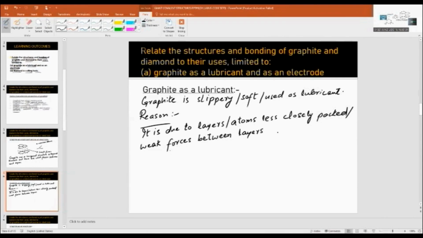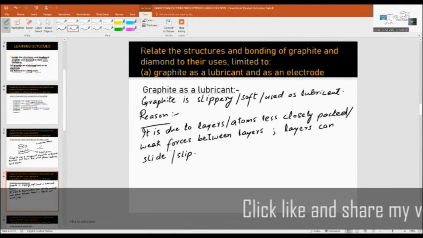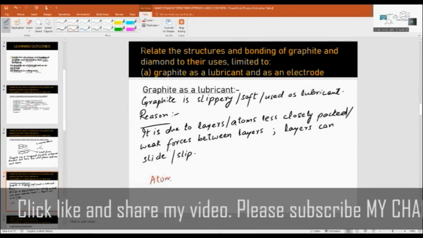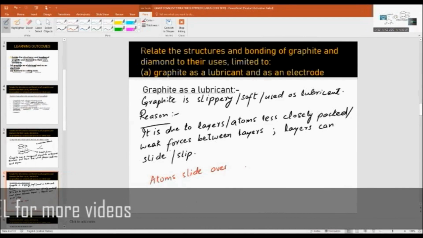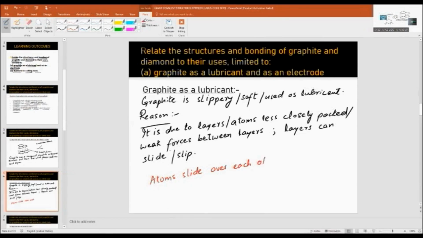No need to write the name of the force, which is van der Waal. You can write layers can slide. Can slide or slip. Don't write atoms slide over each other. This is wrong.